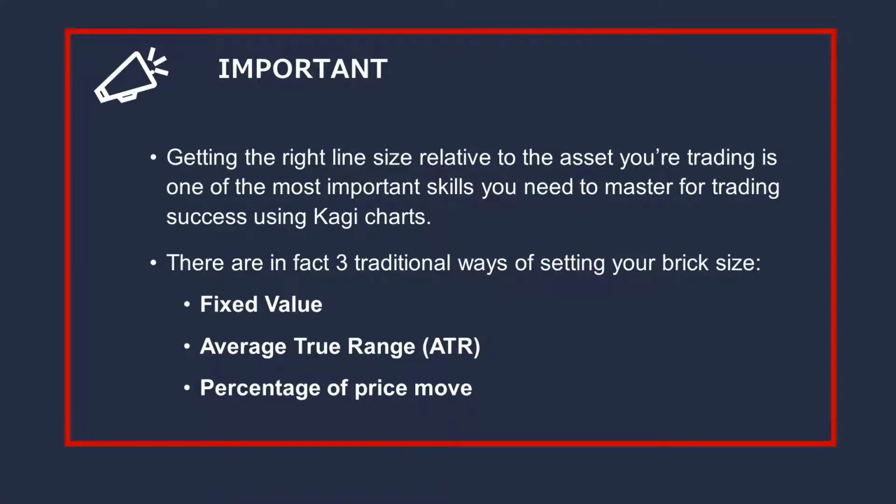So from that example, hopefully you can see how important it is to get the right size to work for your trading, and hopefully you've also seen that there are different approaches to calculating the line size. The fixed value, or as TradingView called it, traditional value. We've got the average true range, and we mentioned also the percentage of price move. So we're now going to have a look at how we can calculate those three different approaches.